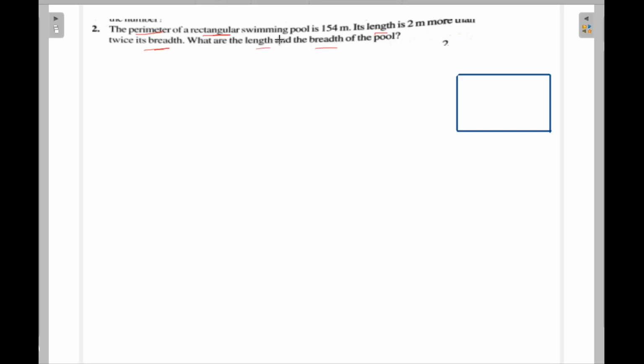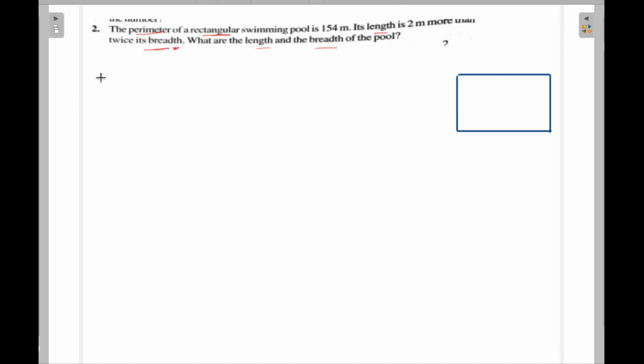Now the perimeter of this rectangle is given. What is the meaning of perimeter? Perimeter means the total outer length. One more clue is given: length is 2 meters more than twice its breadth. That means breadth is independent, but length is dependent on breadth.